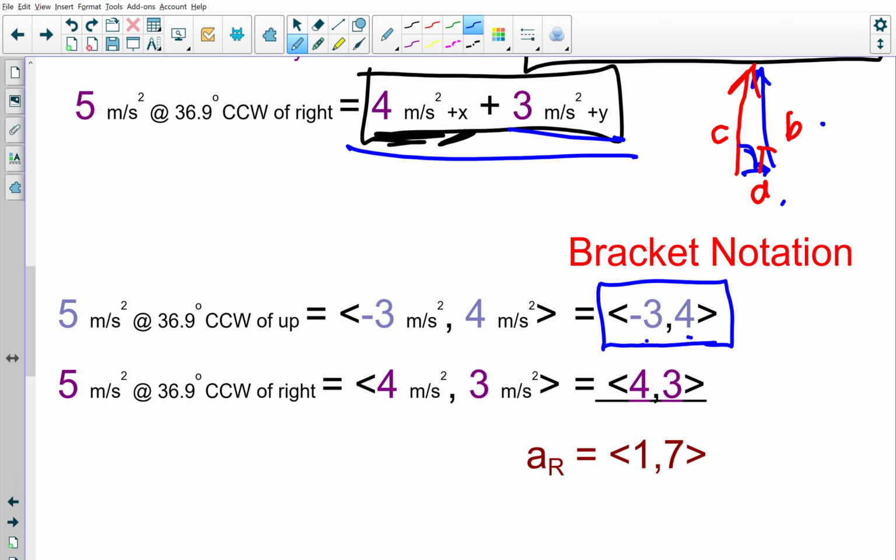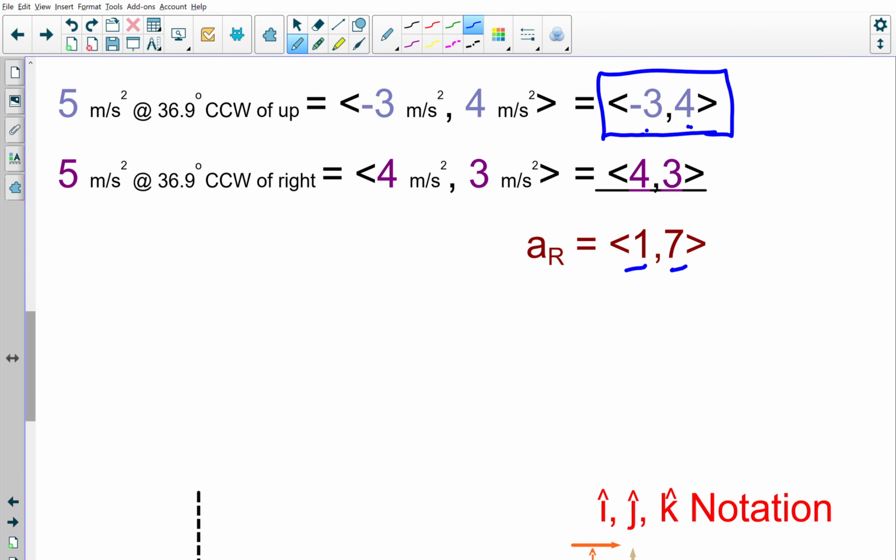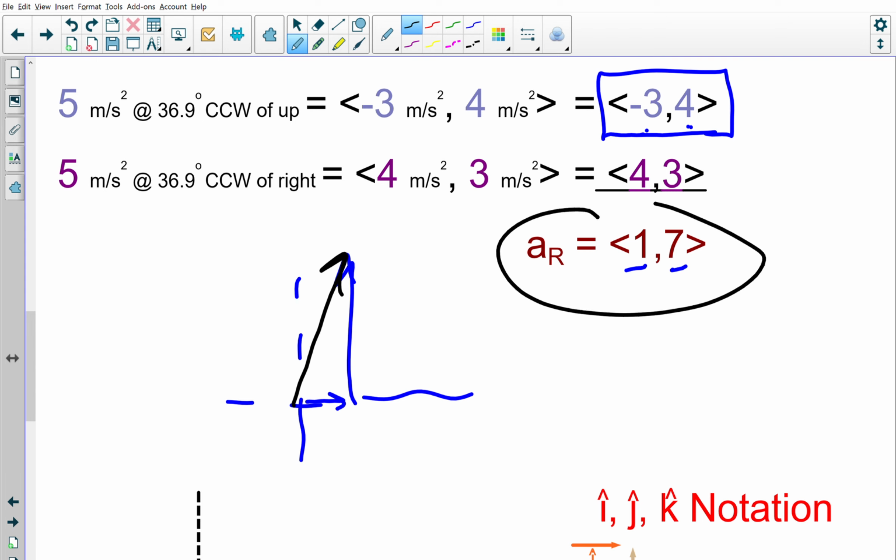Now here's the cool thing about bracket notation. We just did it up here too. All you've got to do is add the 2 different components. -3 plus 4 is +1. 4 plus 3 is 7. In bracket notation, that resultant vector is 1 in the x, 7 in the y. There's the resultant. So you can actually write this in bracket notation. If you had to solve this, this sketch does it for you. 1 and 7. A squared plus b squared equals c squared. Tan theta is opposite over adjacent. So the sketch is really key.